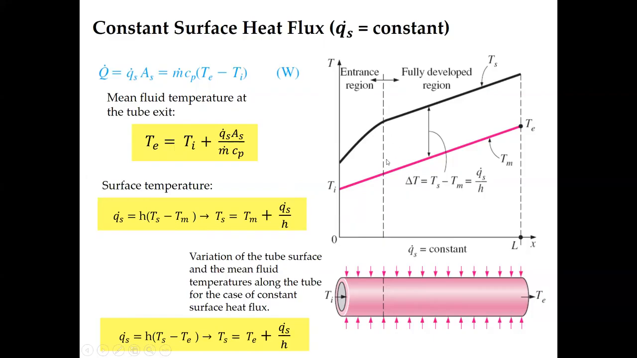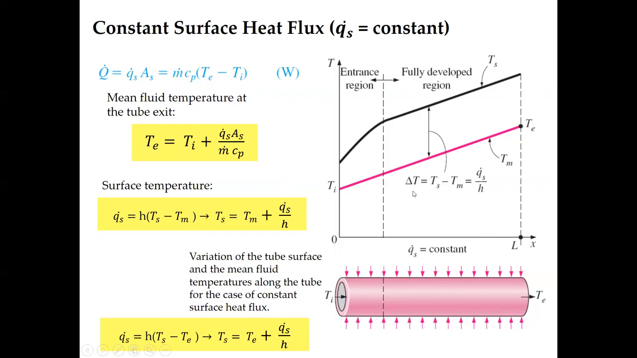So at the entrance region, the T surface starts to increase because we add Q. T surface is the surface temperature of the pipe. Until it reaches the fully developed region, the difference between the surface temperature and the temperature of the fluid inside of the pipe, with respect to its length, remains the same. So delta Ts, the red line, is going to be constant where you reach a fully developed region.